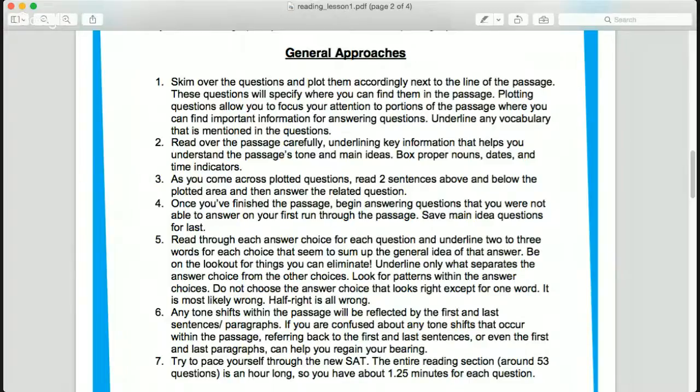6. Any tone shifts within the passage will be reflected in the first and last sentences or paragraphs. If you're confused about any tone shifts that occur within the passage, referring back to the first and last sentences or even the first and last paragraphs can help you regain your bearing.